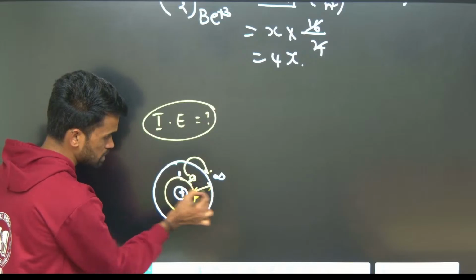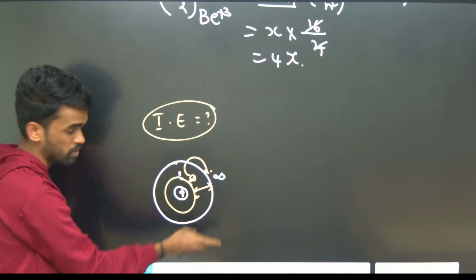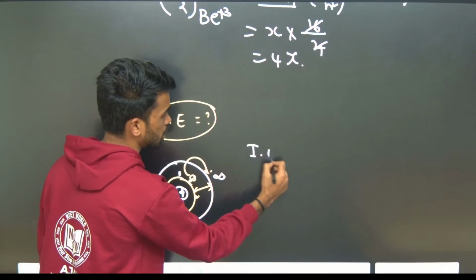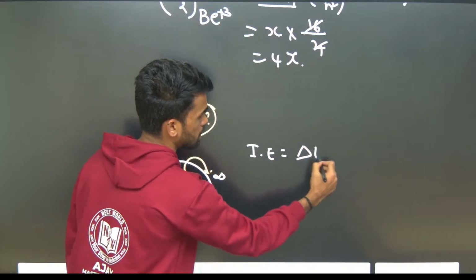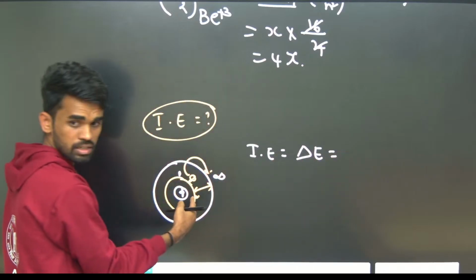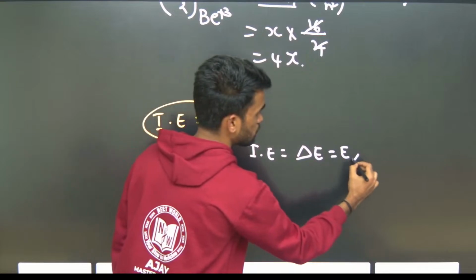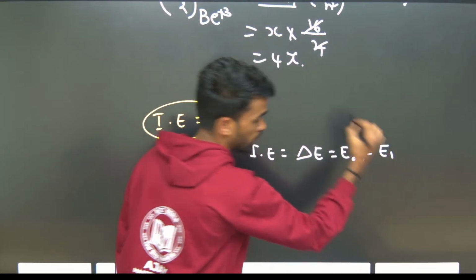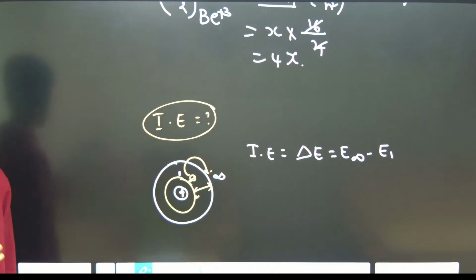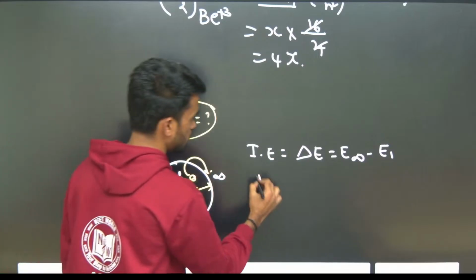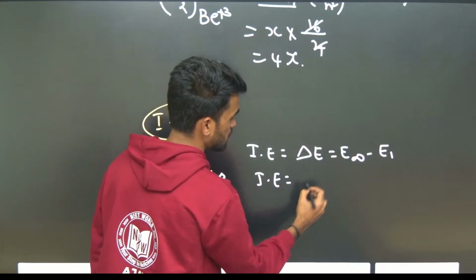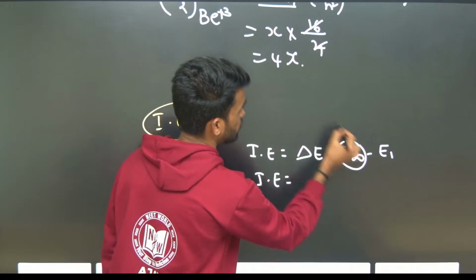This much energy is required, that gap, whatever the gap we have. So now ionization energy should be written as delta E. The delta E is nothing but E infinite minus E1. Yes or no? Can I take it like that? So ionization energy equals, infinite means what? Zero.